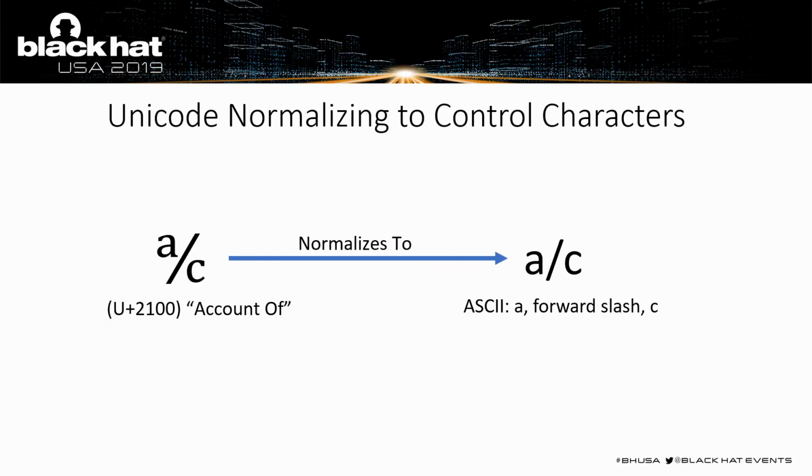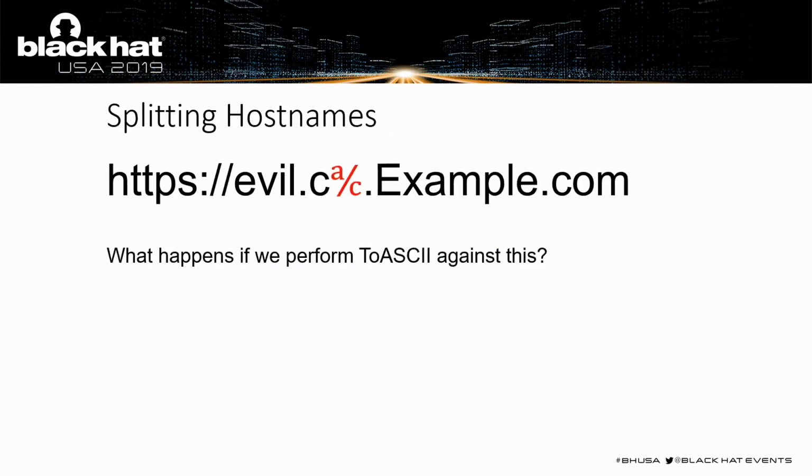It's supposed to be used for addressing envelopes. But it turns out that when you normalize this Unicode character, it becomes ASCII A/C. So if you think about this, this is kind of a funny thing. That / is an important character in URLs. That's the path separator. So what happens if you use one of these characters in a host name, like this?